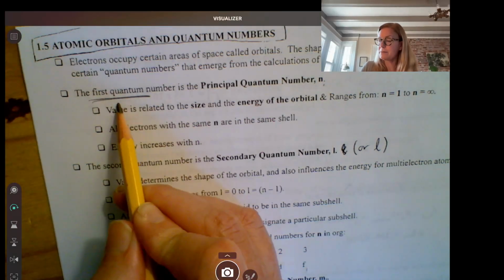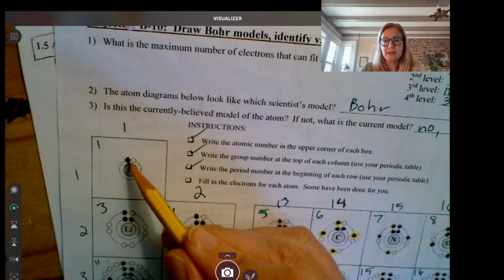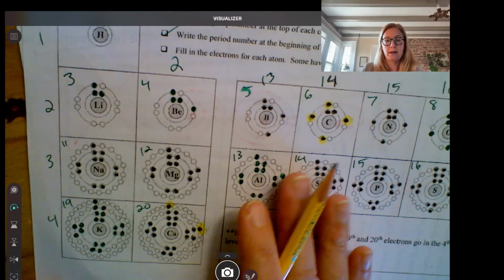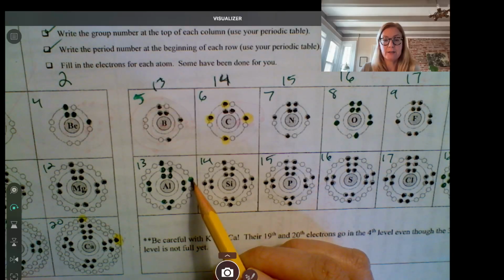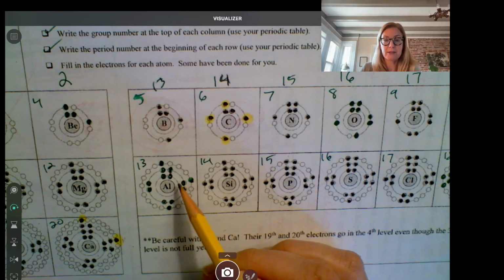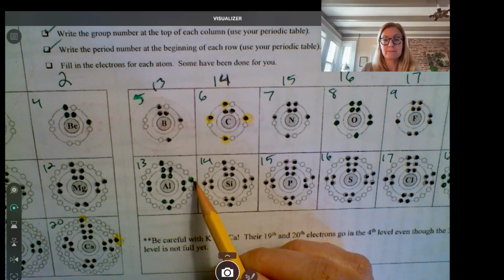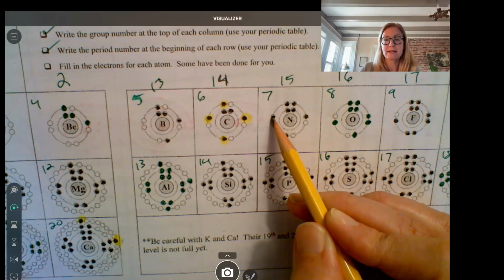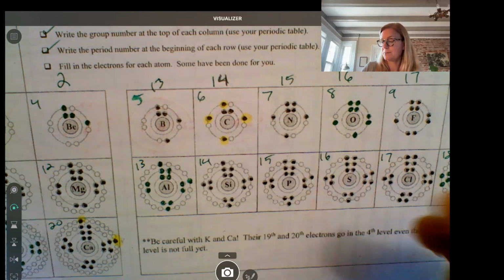So the first quantum number essentially tells you the energy level, or the shell. So for this electron, n equals 1. It's in the first energy level. Let's say this electron right here, n equals 3. It's in the third energy level. That's the first, that's the second. So for this one, n equals 3. For this electron, n equals 2. It's in the second energy level. But for this electron, n equals 1. It's in the first energy level.